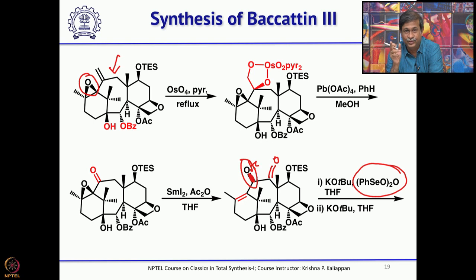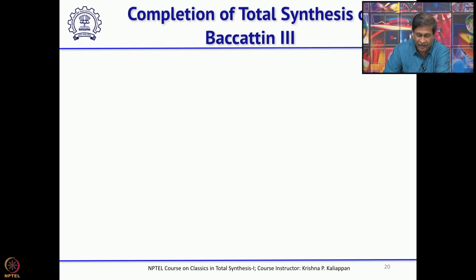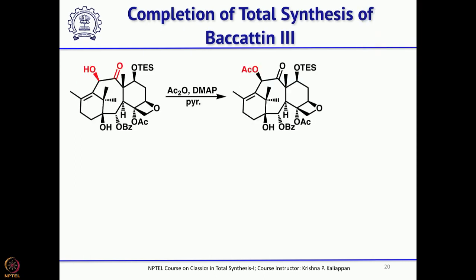generate the enolate and then introduce a hydroxyl group. And once again, when you treat with potassium tert-butoxide, it rearranges. This side it becomes ketone, this side it becomes hydroxyl group. Okay. Now that compound, if you acetylate, this is what you need. This is what you need for Taxol. Now if you see, you have everything that is required in the ring except the side chain here. Okay. So that is simple.